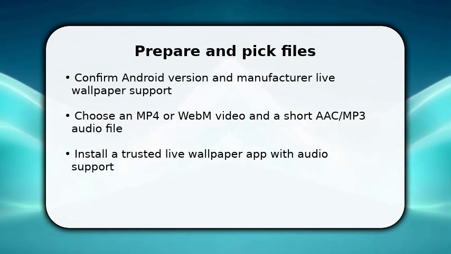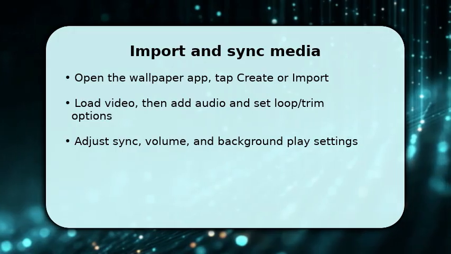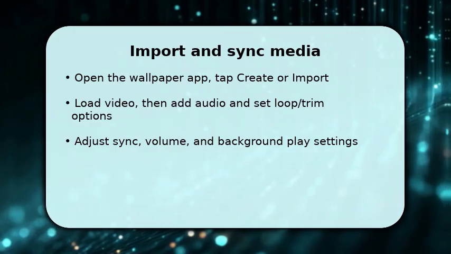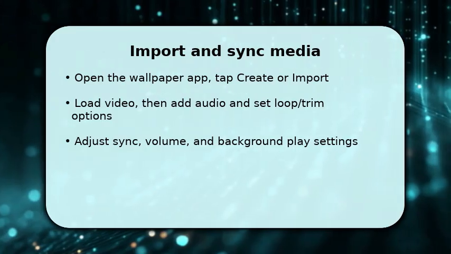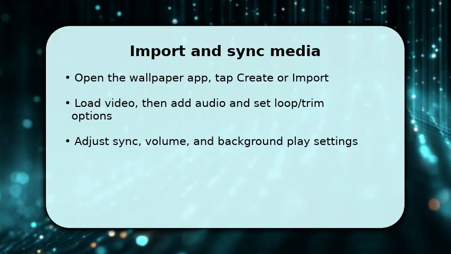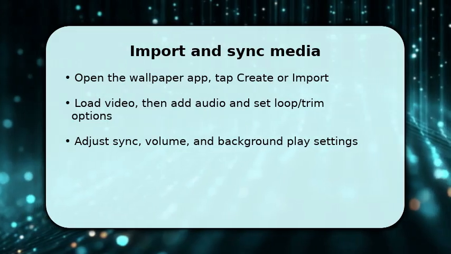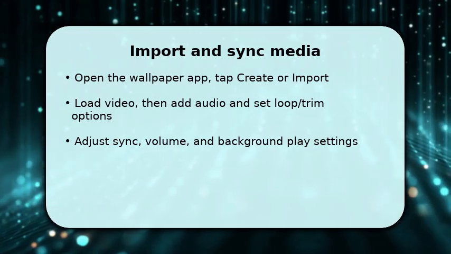Now proceed to open the wallpaper creator in the app and choose Create or Import. Select your video first, then add the audio track. Once imported, trim both to the desired loop length and enable seamless looping so video and audio repeat without gaps. Adjust the audio start offset to sync sound with visible action. Small shifts matter. Then set volume.